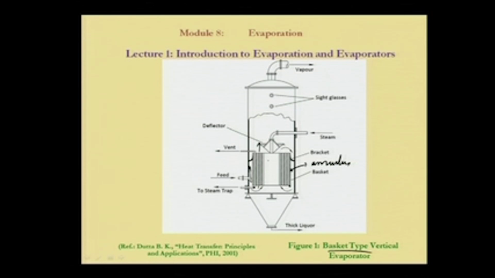The steam enters in this region in the chest here, and through this pipe it is entering here. So, this is what is happening here, and then finally, the thick liquor is being collected, it is coming out. Now, here it is mainly used because it can better handle the scale formation.